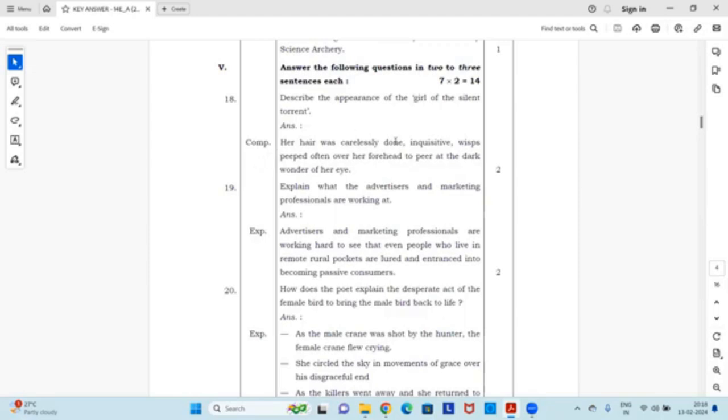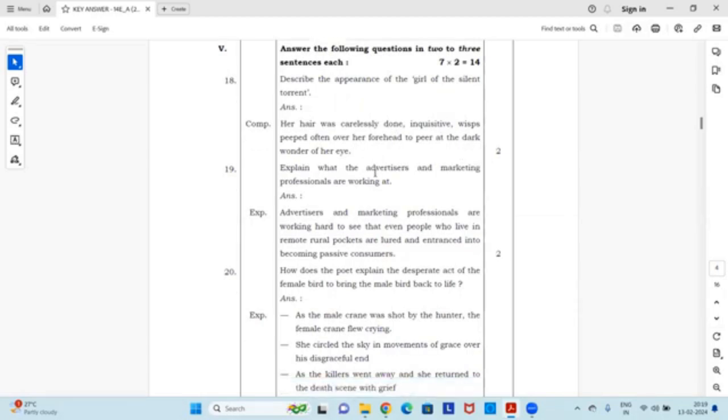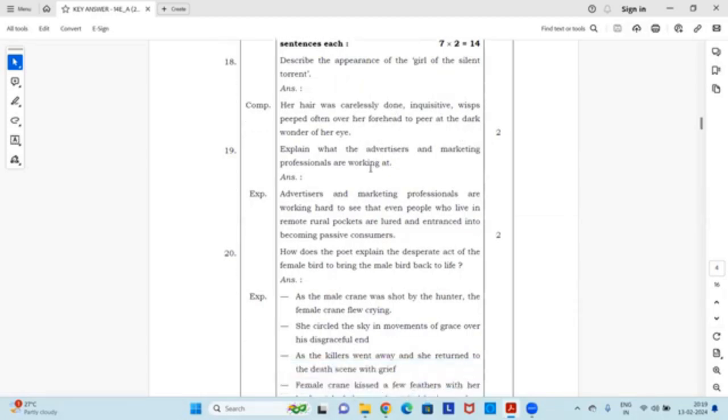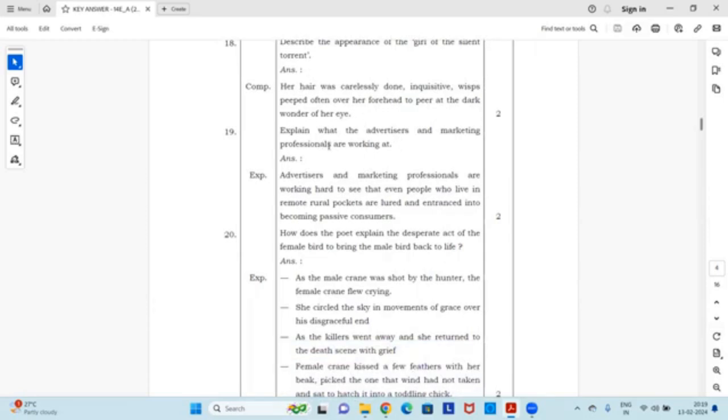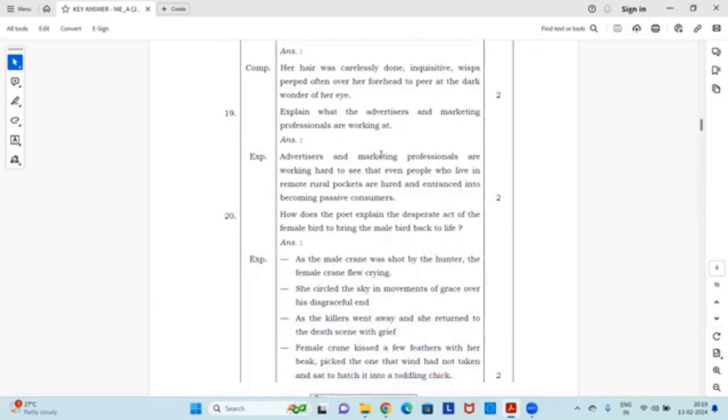her eye. Just make a note here, my dear viewers, that these are the main points which are given. To make it a subjective answer, you could frame a proper sentence like: the appearance of the girl as mentioned in the chapter is as follows. That way also you can write, or you could just complete the answer by writing the sentence. Okay, next question 19. Explain what the advertisers and the marketing professionals are working at.